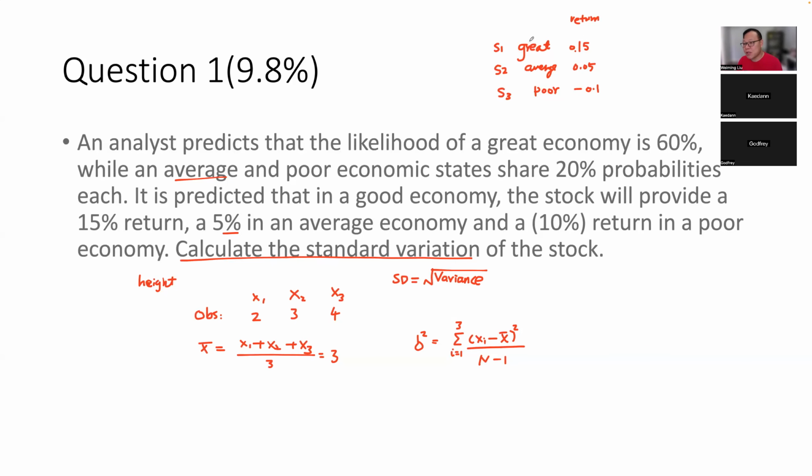These are the three possible outcomes, and only one of these will actually happen, right? And then we know the probability. Some outcomes are more likely to happen than others, right? So now we use the probability: 60% for the good economy, and the remaining 40% is split between average and poor, so 40%.